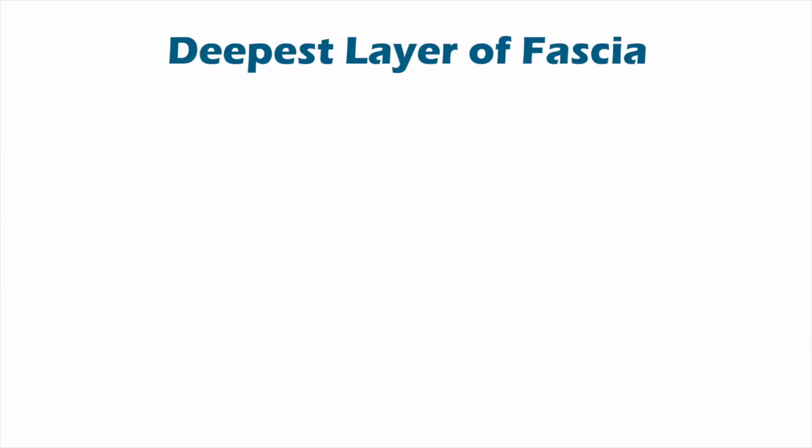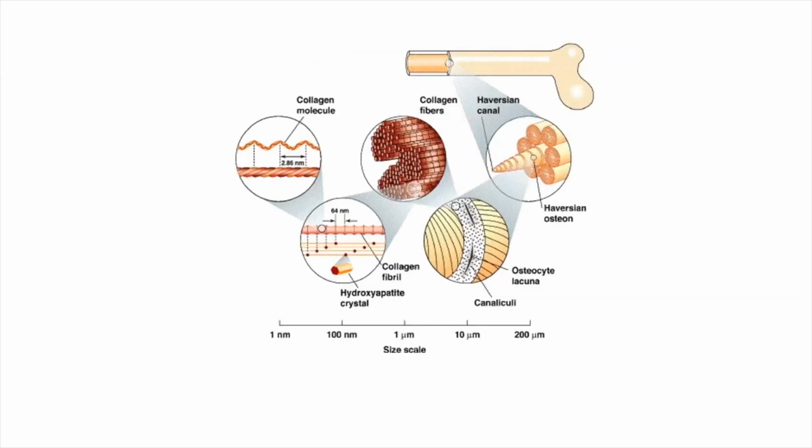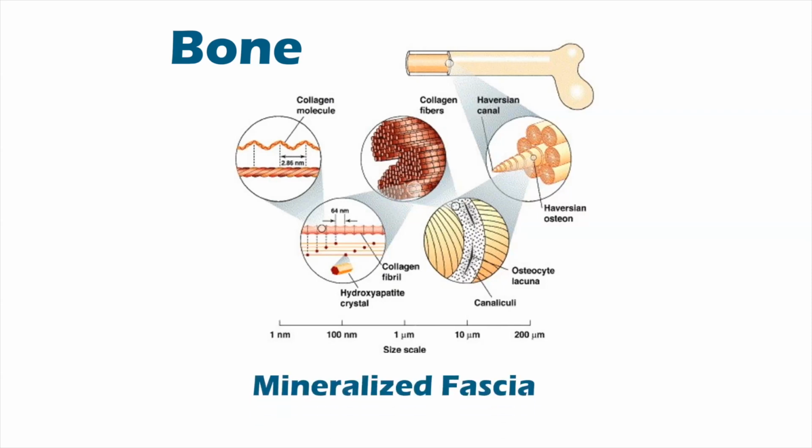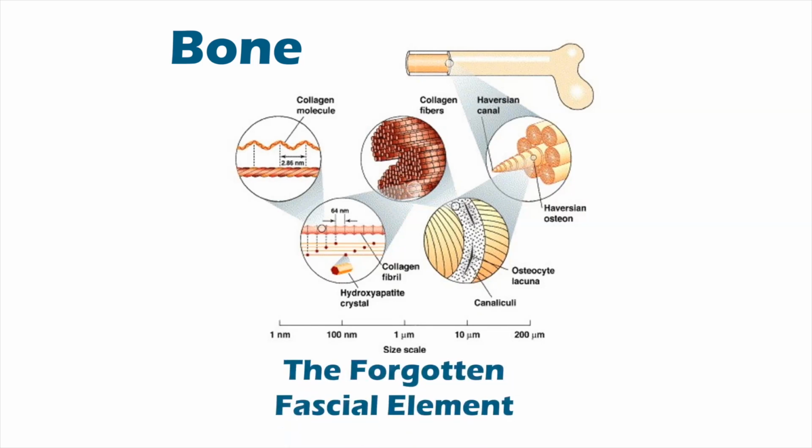Now, the deepest layer of fascia in the body is surprising to many people, but it's actually bone, which we can refer to as mineralized collagen. So it's a fascial structure, but in fact has a dense nature due to the mineral component, the hydroxyapatite that's embedded in this fascia. And because of that, I refer to it as the forgotten fascial element.